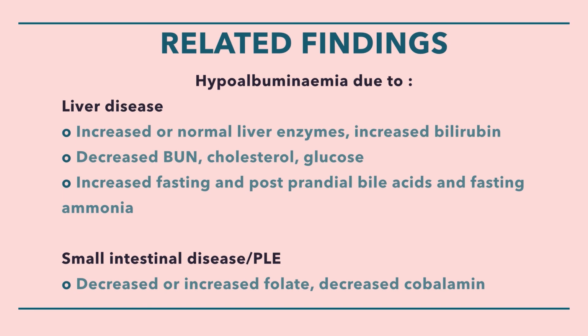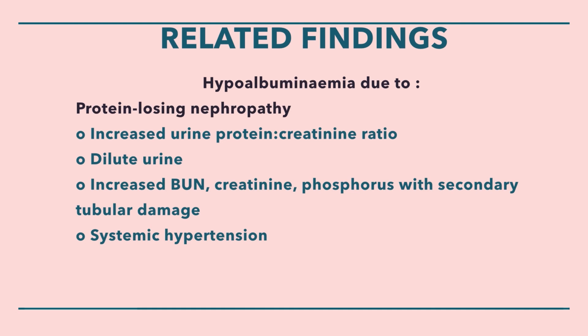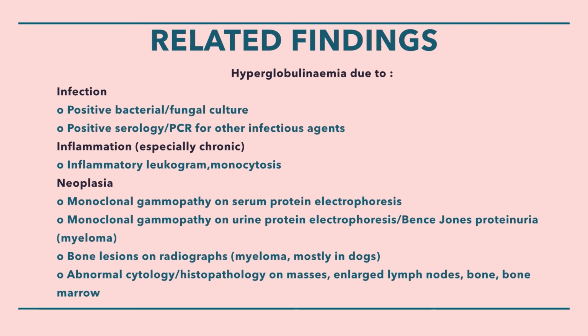For hypoalbuminemia due to small intestinal disease, we can expect to see low or high folate and decreased cobalamin. For hypoalbuminemia due to kidney disease, we can expect to see an increase in the BUN and creatinine level. Next, in the case of low A to G ratio due to hyperglobulinemia, we may compare the result with these findings to further confirm our diagnosis.